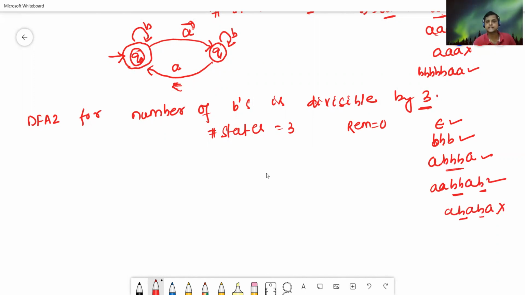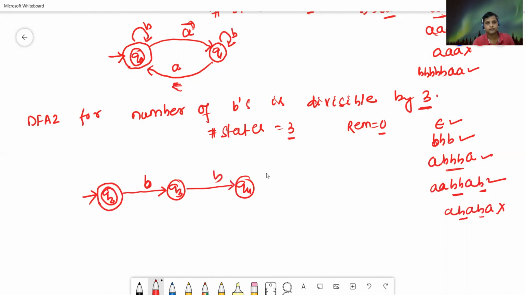Since there are 3 states, let them be Q2, Q3 and Q4. Since the remainder equals 0, Q2 is the final state, as well as the initial state. With 3 B's, how do we construct this? This is the first B, this is the second B, and the third B: 1, 2, then 3.